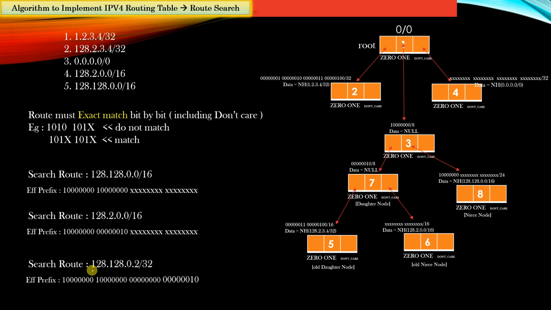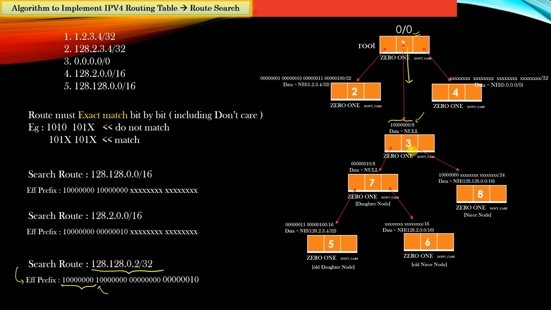Similarly, if I want to search the route 128.128.0.2/32, then again compute the effective prefix of this route and start your search from the root node of the mtrie. Since the first bit of this prefix is 1, I will take a path along the 1th child of the root node and I will land at node number 3, whose prefix length is 8. So I am going to compare the 8 bits of the input effective prefix with the 8 bits of the current node, which matches.